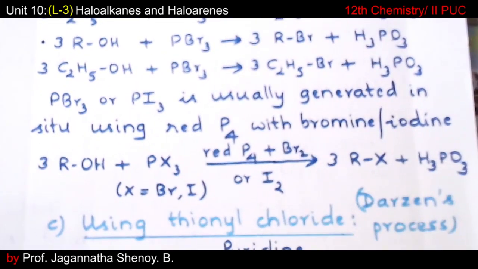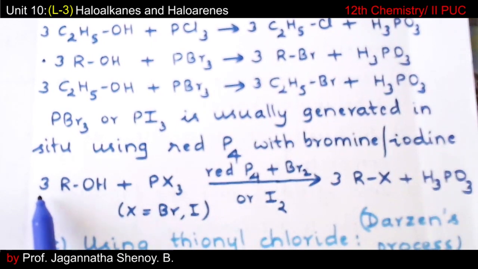So while writing the equation, we can write like this: 3 moles of ROH with PX3. Here I told you X can either be a bromo group or an iodo group. These are prepared in situ by considering red phosphorus with bromine or iodine. We get 3 moles of alkyl bromide or alkyl iodide along with H3PO3.